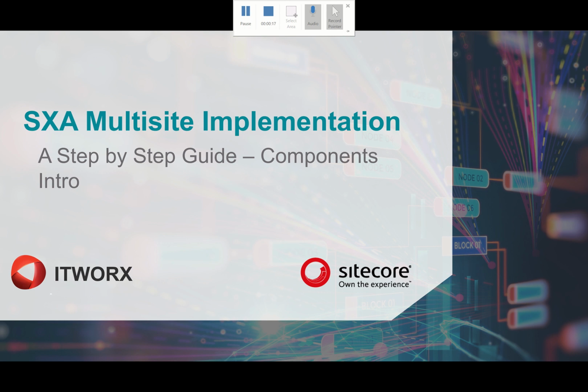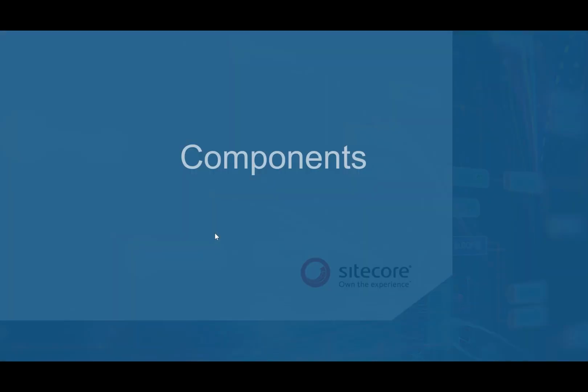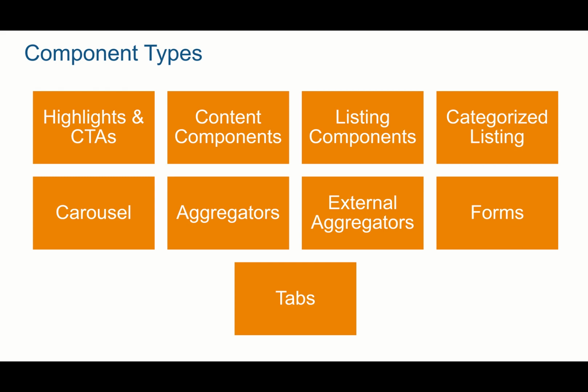Now, what I've done is I started thinking about components in terms of what types of components there are in any site. So when you think about a site, what do you have? You have highlights or call to actions. You have content components that just display content like announcements, stuff like that. Listing components that might be listing items like a linked list, or might be something that's querying data like a featured news. Categorized listing that's actually categorized based on a specific category.